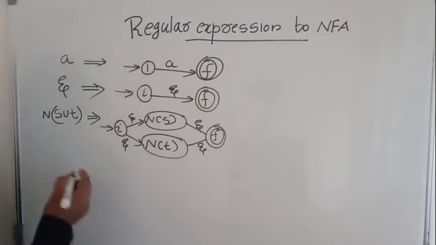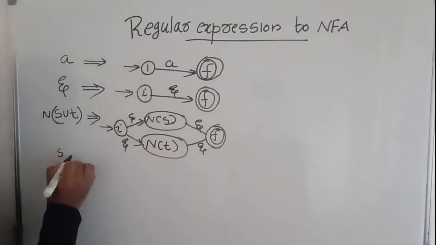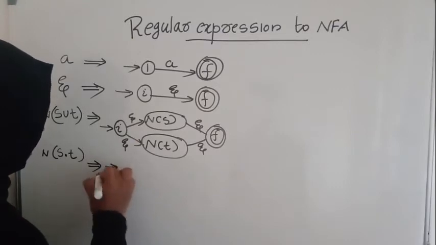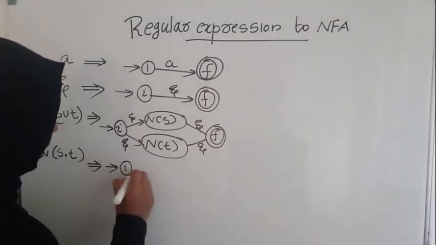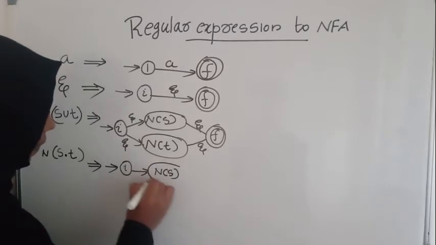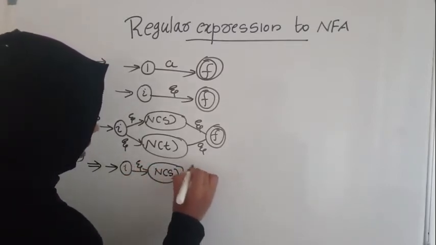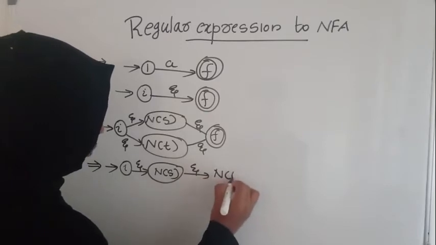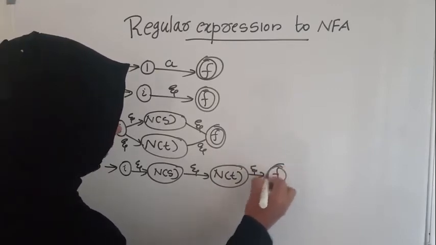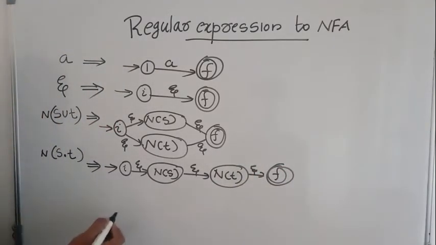So that is, you can connect the automaton for S and the automaton for T using epsilons to the start state and final state. Now if you have the automaton for S and the automaton for T, and you want to draw the automaton for S concatenated with T, you can draw it as: add a new start state I, then include the NFA for S, then connect this NFA by epsilon to the automaton for T, and connect this automaton with the help of epsilon to the final state F.